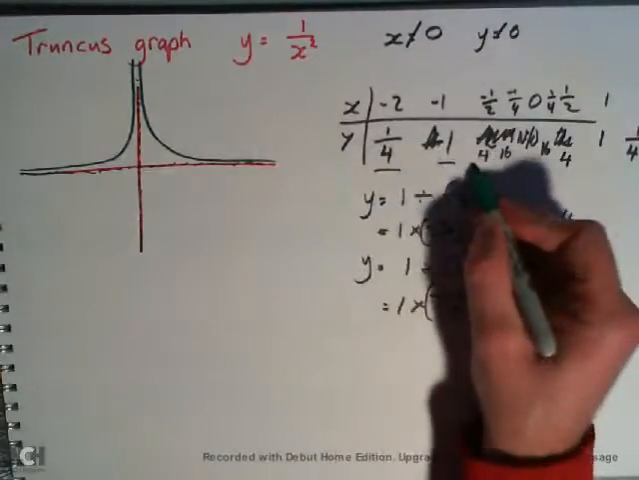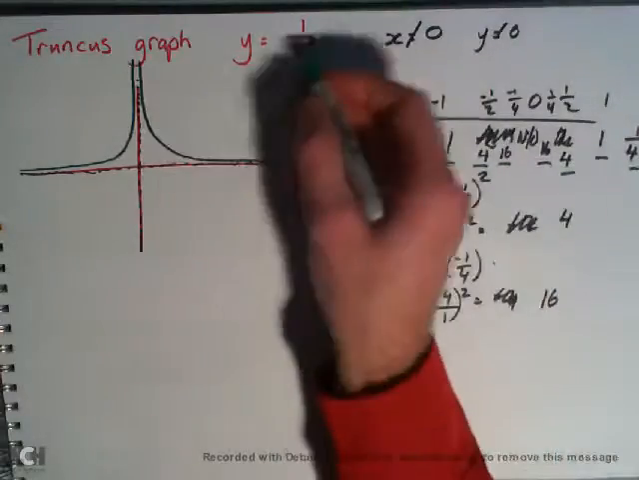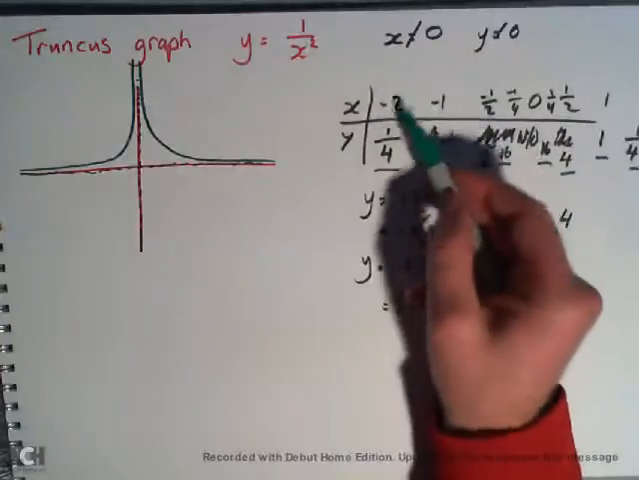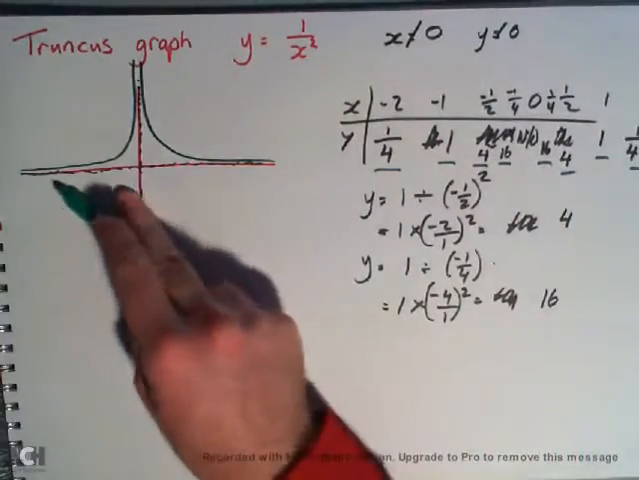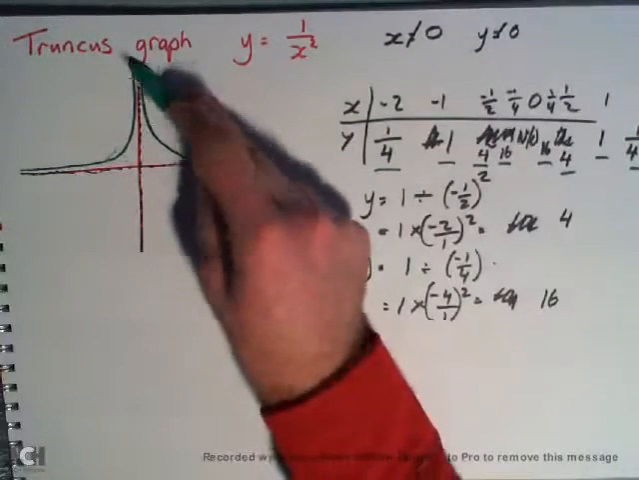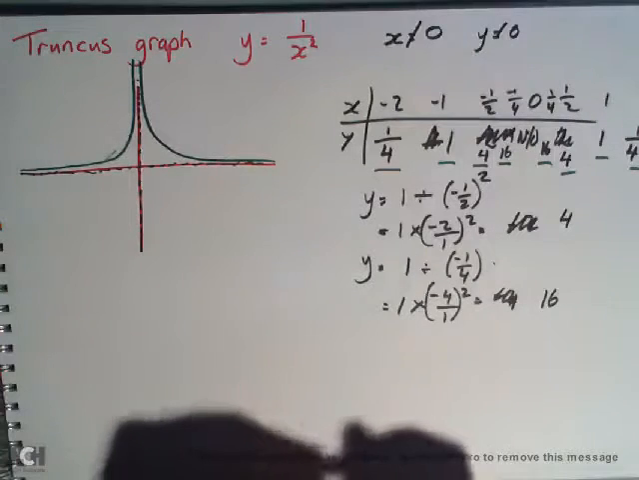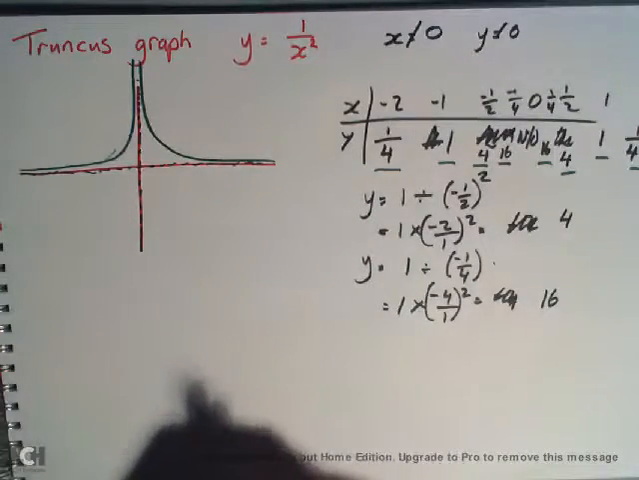Notice these numbers are all positive, as with all these numbers. That's because we square it. So the negatives get squared, they become positive. So before we had a graph where it went down in the negatives, but now we've got something that goes up in the positives, and that's because of the squaring. So that's the graph of the truncus, y equals 1 on x squared.